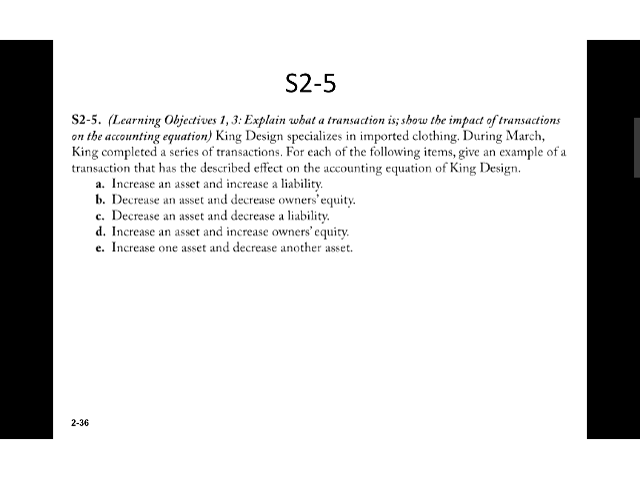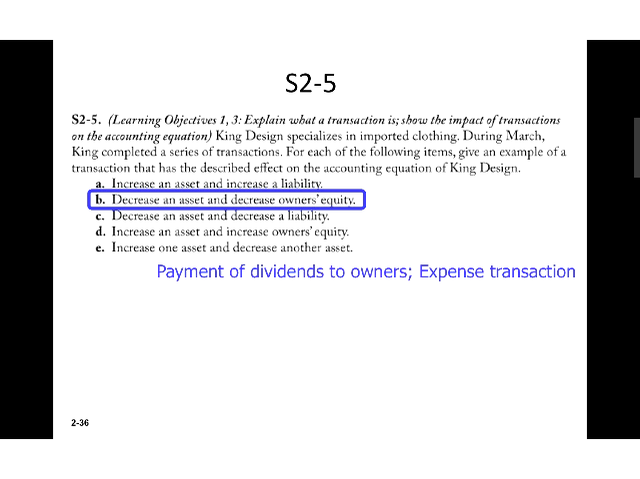Next one, decrease an asset and decrease owner's equity. So you're looking through your list that you're given of a transaction that impacts assets and impacts owner's equity. So you're trying to identify those. Some potential answers: if the business pays dividends to owners, we're going to decrease cash and we're going to decrease equity. We'll decrease retained earnings, actually.